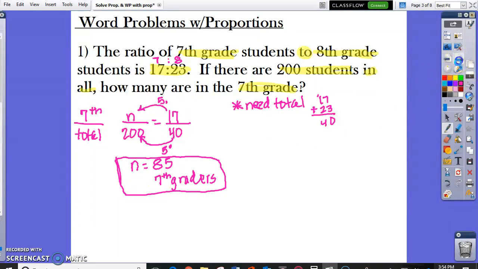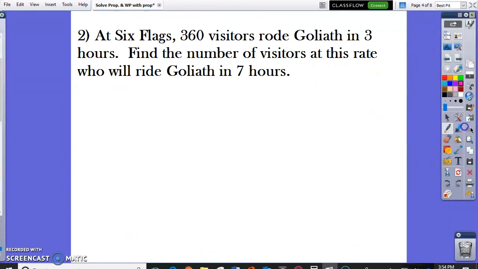Let's try the next one. Alright, so at Six Flags, 360 visitors rode Goliath in 3 hours. Find the number of visitors at this rate who ride Goliath in 7 hours. So if you look, we have visitors, hours, and hours.